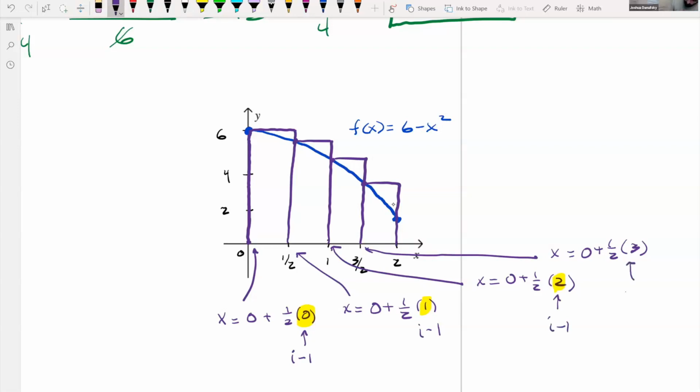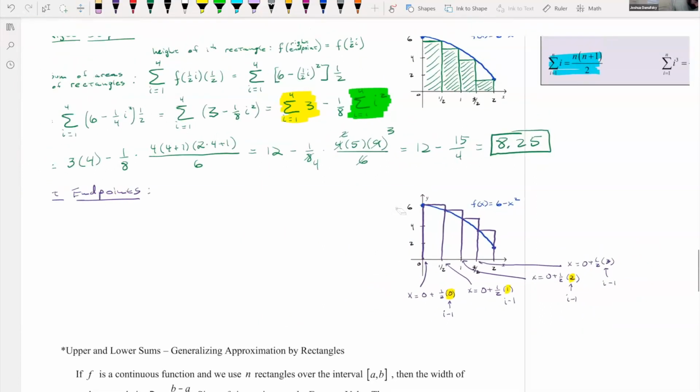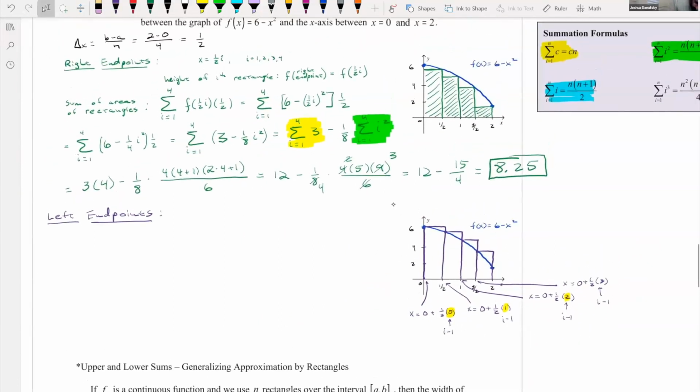So each one of these is an i minus 1, right? The fourth rectangle is what we have here, and we get it by taking 1/2 times 3, which is 1 less than 4. So the way we write that in general is we're going to have our left endpoints at x equals 0, right? Starting at 0, and then add on to that 1/2 times i minus 1, where i equals 1, 2, 3, 4.